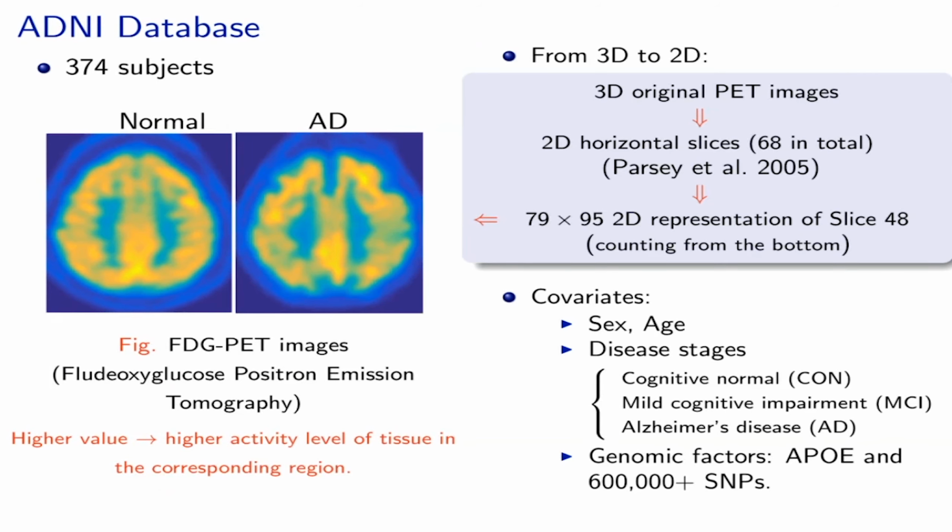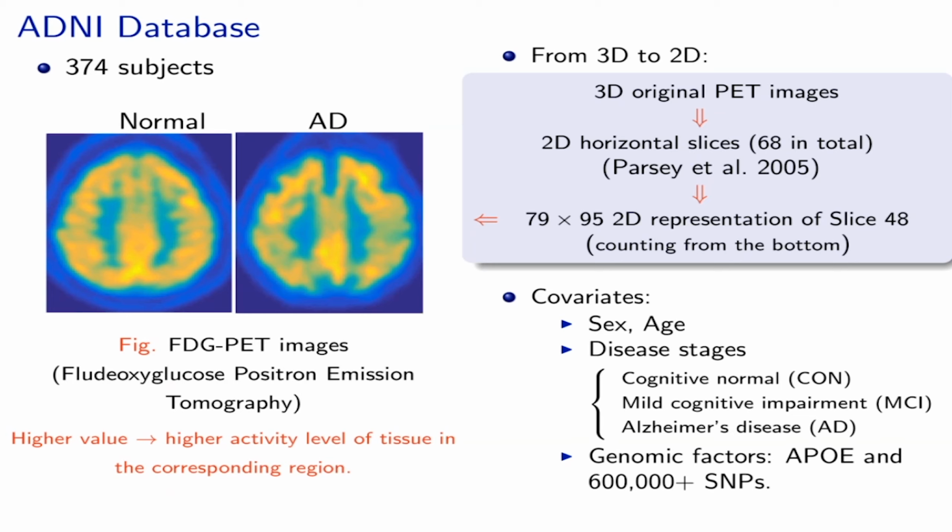Let's take a further look at this ADNI database. We have around 374 subjects, and the image here is the PET image, which shows the activity level of the tissue in the corresponding region. The color scale goes with the value, so a brighter color indicates a higher value, that is, a higher activity level in the region. We use two plots here to illustrate the difference in brain activity level between normal people and people diagnosed with Alzheimer's disease. The original PET image is a 3D image, and we take one slice from the original 3D. So the image we analyze here is a 2D image with around 79 by 95 voxels.